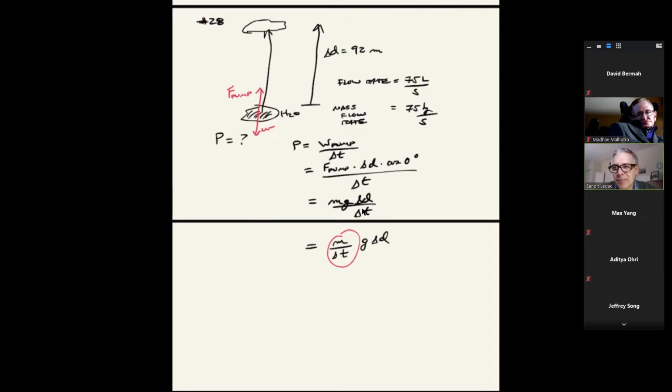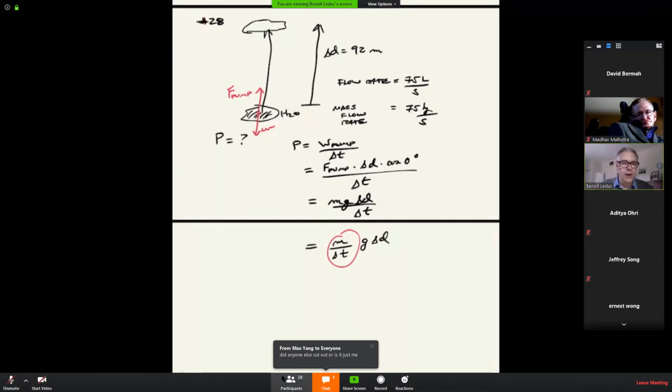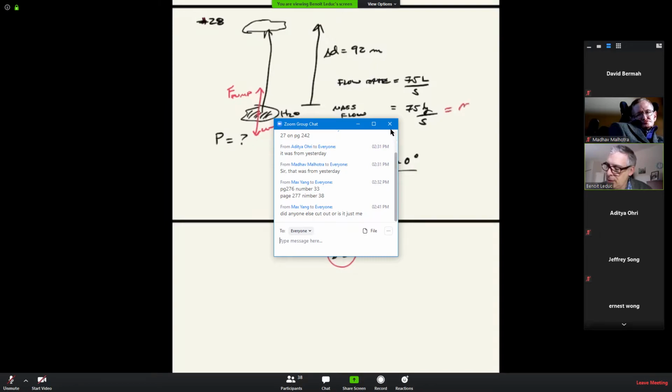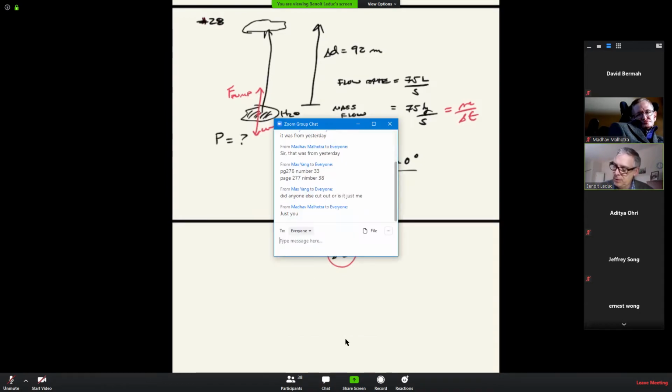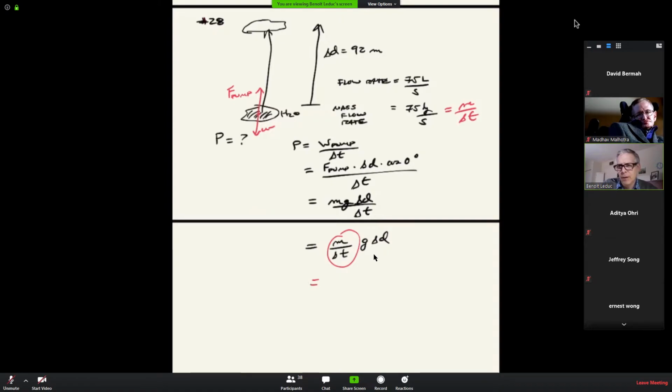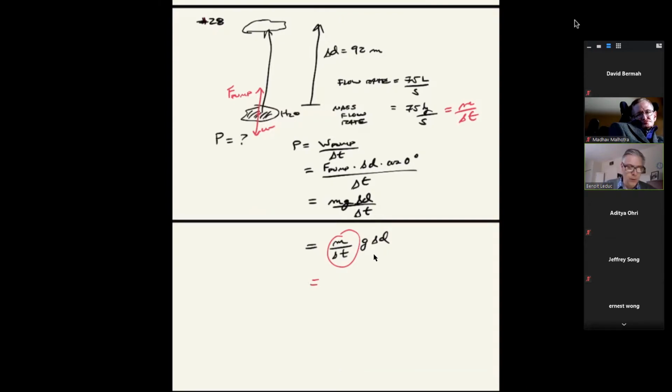Ernest? Flow rate. Yeah, that's the flow rate. That's the mass per unit time. So this is nothing else but the flow rate, m over delta t. That's 75 kilogram per second. So you just put this all in, and you're going to find the minimal power required for this pump.